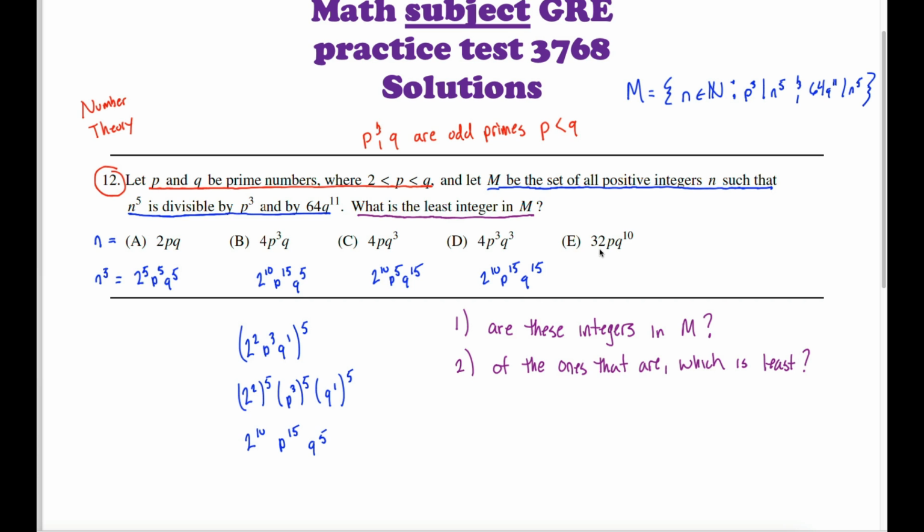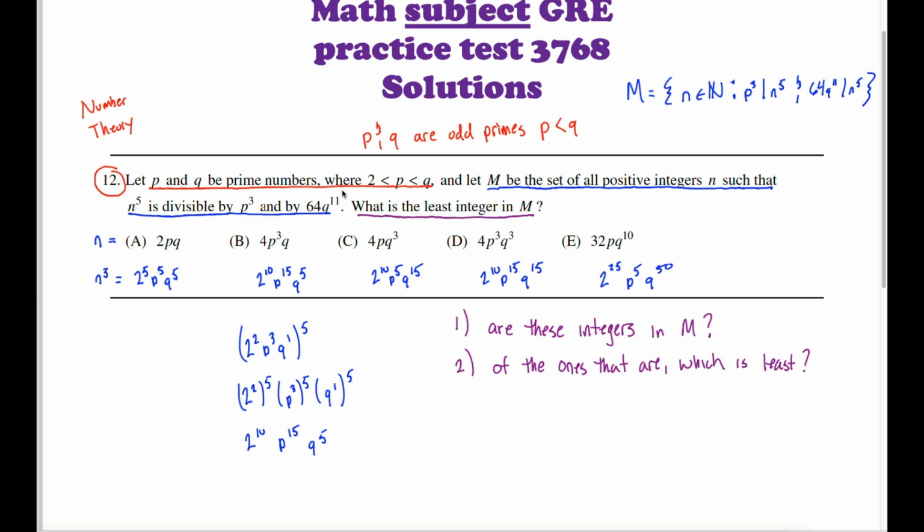And then finally, recognizing that 32 is 2 to the 5th, I can write the 5th power of option E as 2 to the 5th to the 5th, in other words, 2 to the 25th, p to the 5th, q to the 10 times 5, or 50th power. So are these integers in M? Is this divisible by both p cubed and 64q to the 11th?